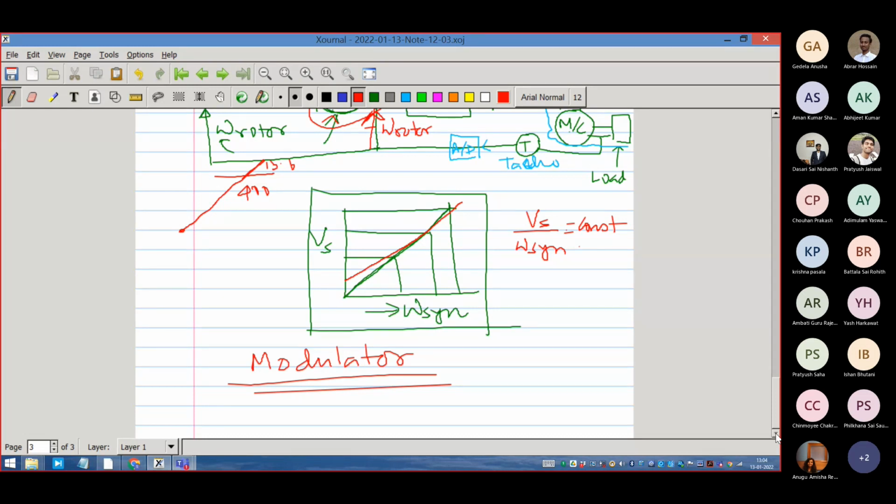This is called a modulator. The modulator's job is, given voltage and omega sin information, to give the pulses for the semiconductor switches. That is what is called a modulator.